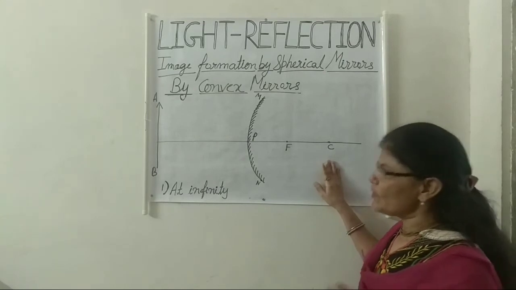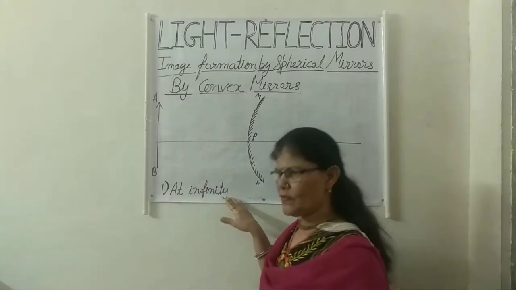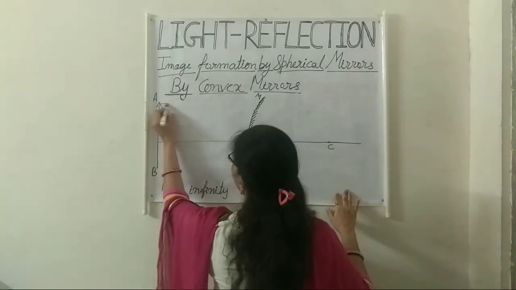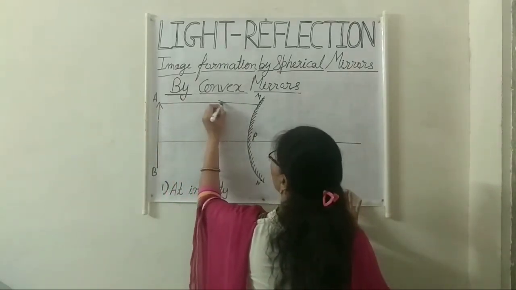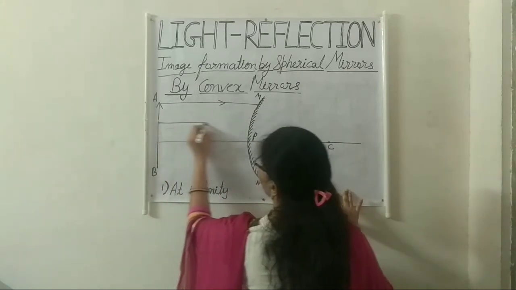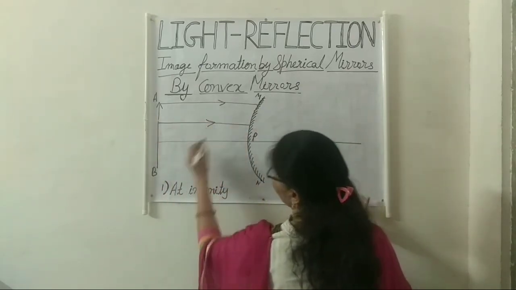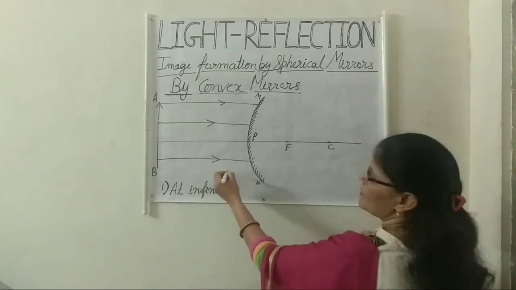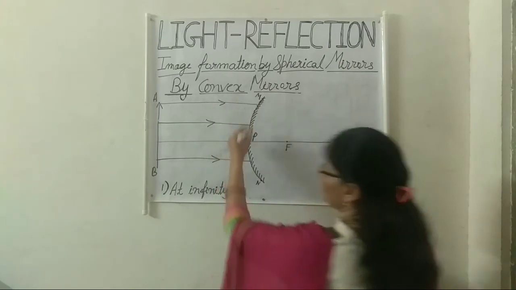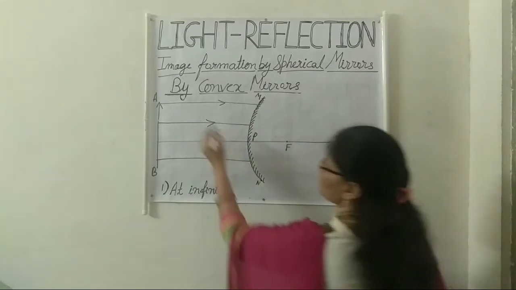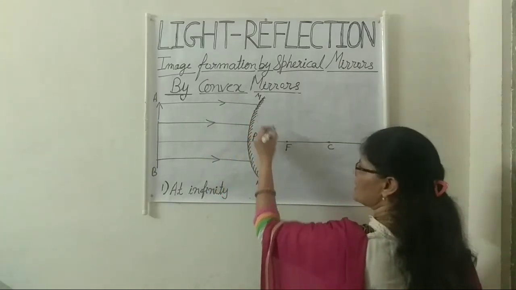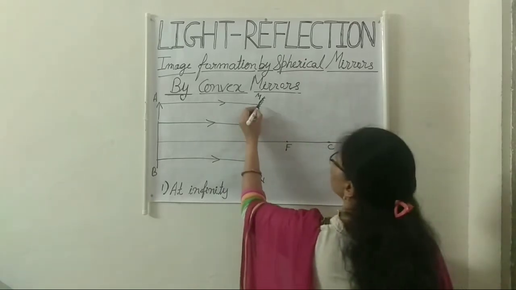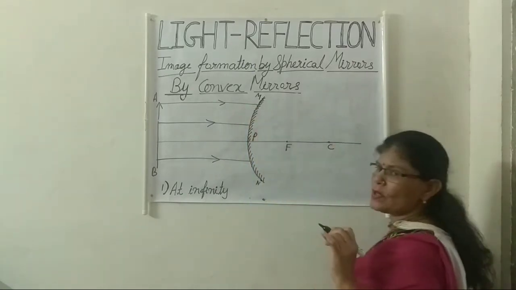First case is when the object is at infinity. When our object is at infinity, a parallel beam of light is incident on the mirror. These are the parallel beam of light which are falling on this convex mirror. All these parallel rays will pass through the focus. Our focus is on the back side of the mirror, so at the back side of the mirror we have to draw dotted lines.